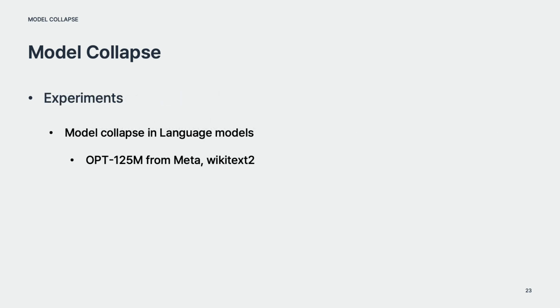The theoretical predictions are supported by experiments. In this setup, OPT 125 million is trained on Wikitext 2 across multiple generations. Each generation is trained on data generated by the previous model with controlled mixing ratios.